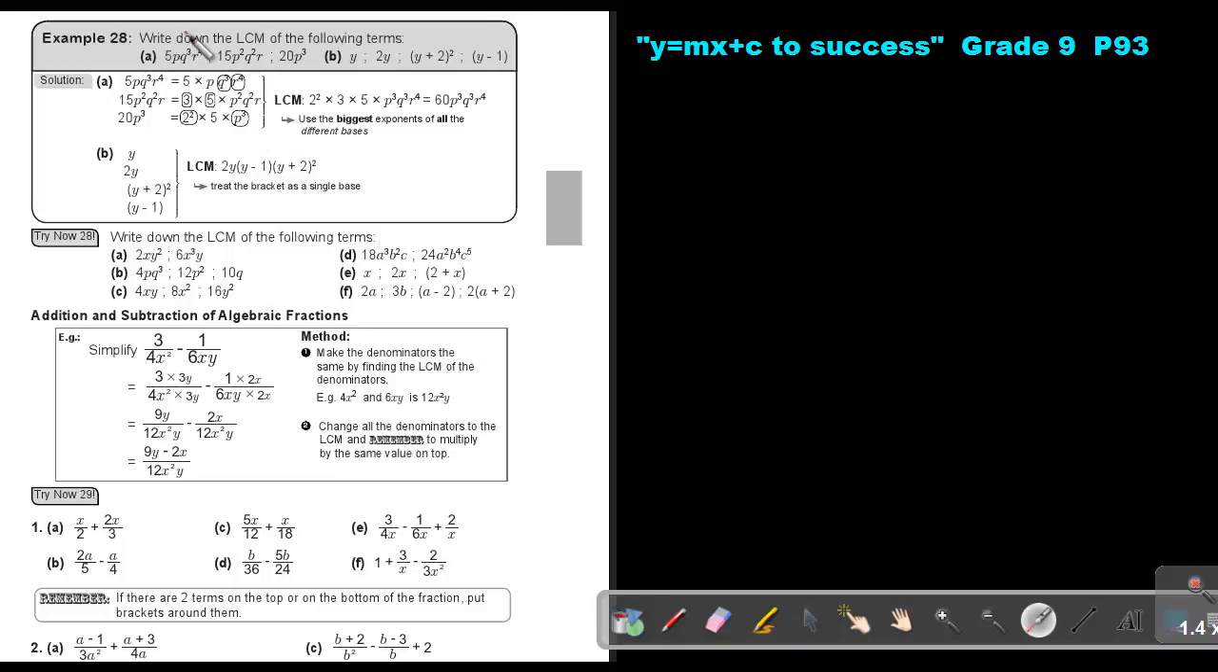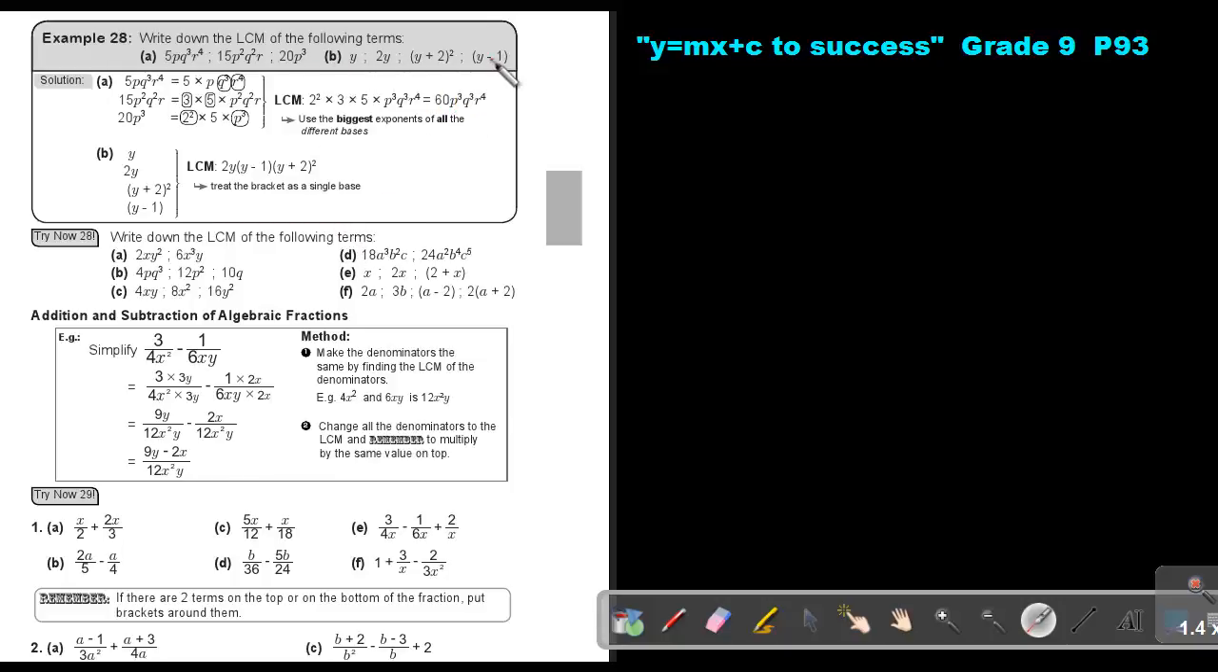So let's go through this example. Write down the lowest common multiple of the following terms. Remember to break them up into the product of their prime factors. If I look at this one, there's 2s, 3s, and 5s, so I write all of them: 2, 3, 5. What is the biggest of 2? It's 2 to the power 2. There's the 3, there's the 5. There's p's. What's the biggest one? p to the power 3. There's q, biggest q to the power 3. R, what's the biggest one? r to the power 4. Then you multiply these, and this will be your lowest common multiple.